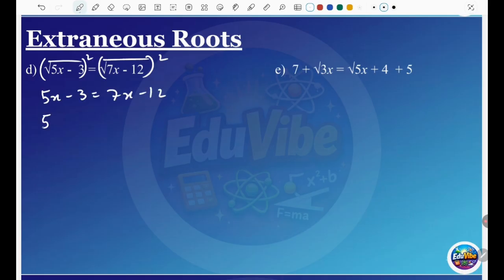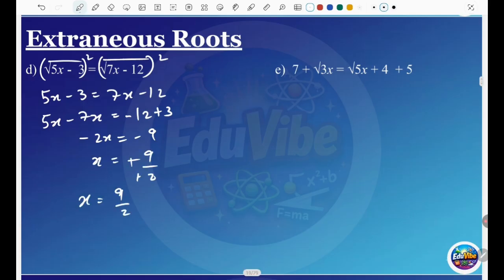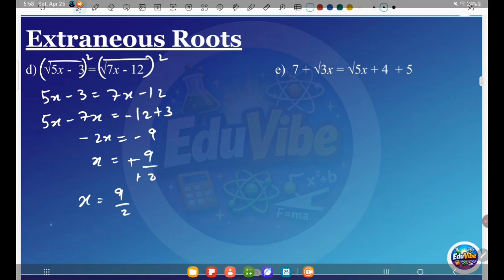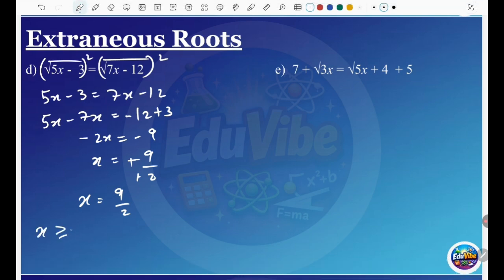Can add the like terms. So minus 12 plus 3, you will get minus 2s is equal to minus 9. This goes out, you will get 9 by 2. What are the restrictions in that? First restriction is that s is greater than or equal to 3 upon 5, and s is greater than or equal to 12 upon 7.